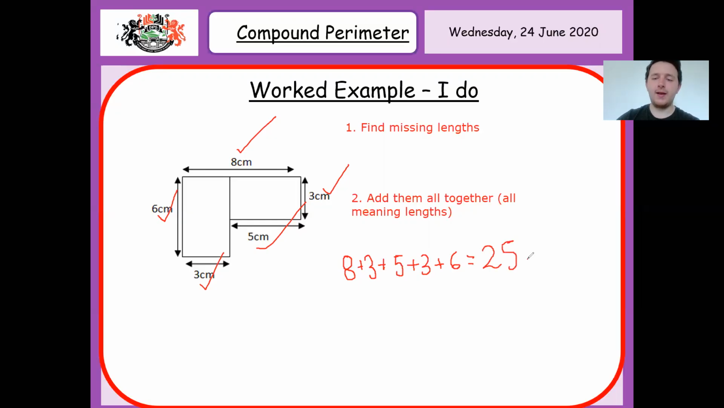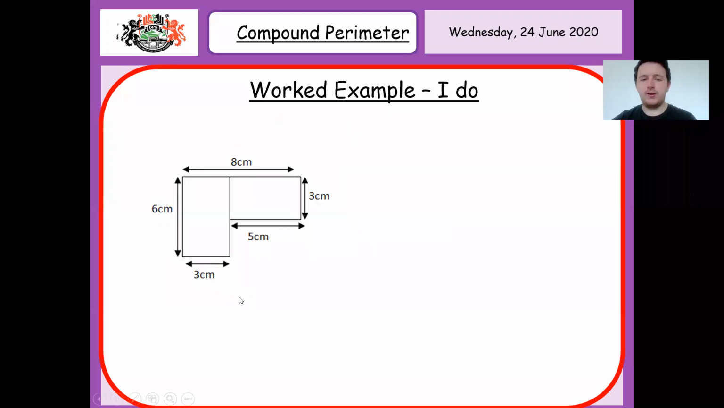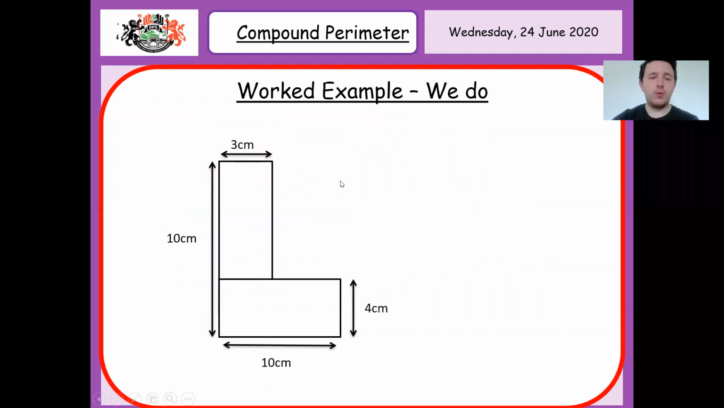Don't forget, it's just centimetres, not centimetres squared. Please make sure you don't add a length twice or miss one out, because you'll obviously end up with the wrong answer. Now, next question. We need to work out the perimeter of this compound shape. So again, it's 2 rectangles put together. It won't always be 2 rectangles, but in this example, it's the same as the last one.